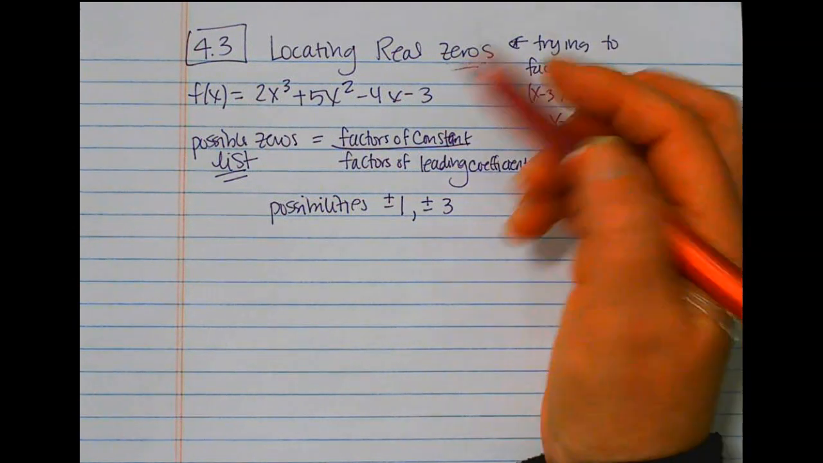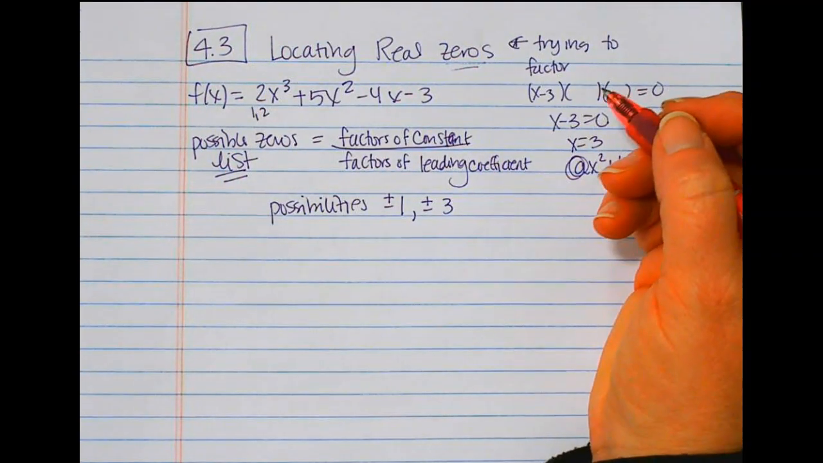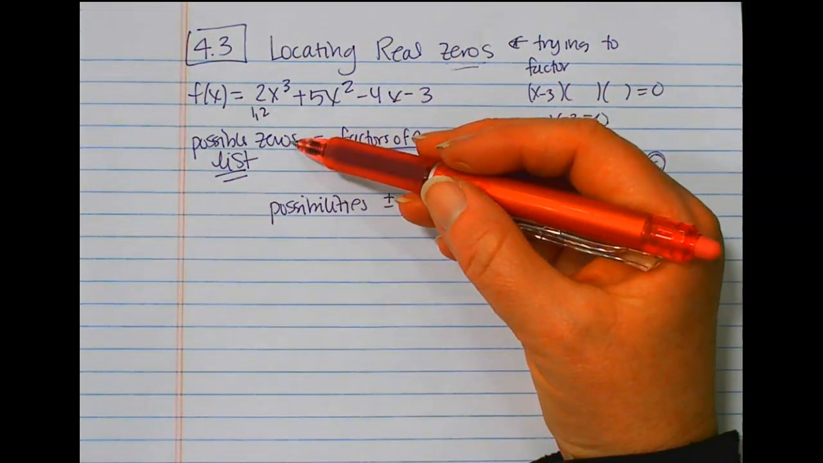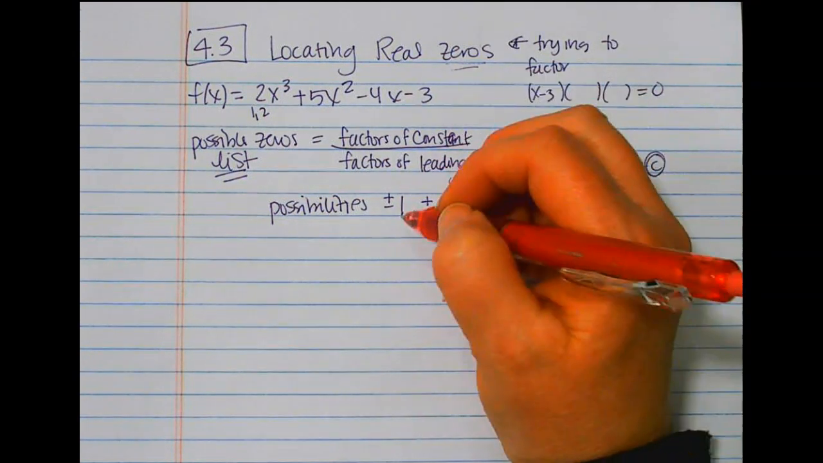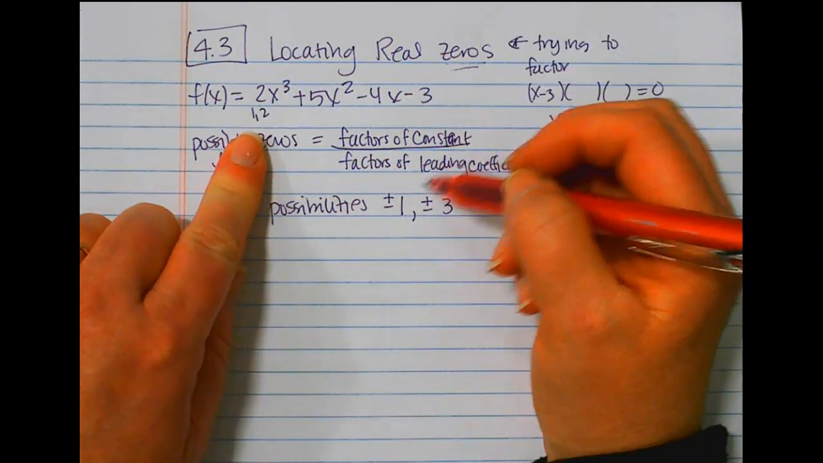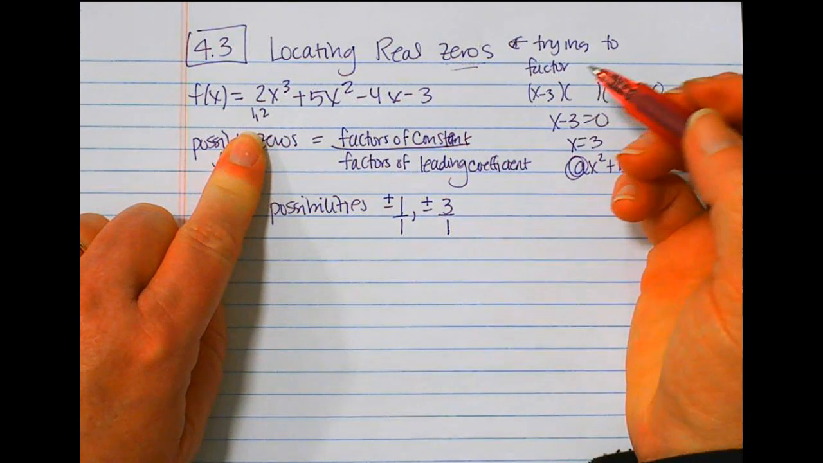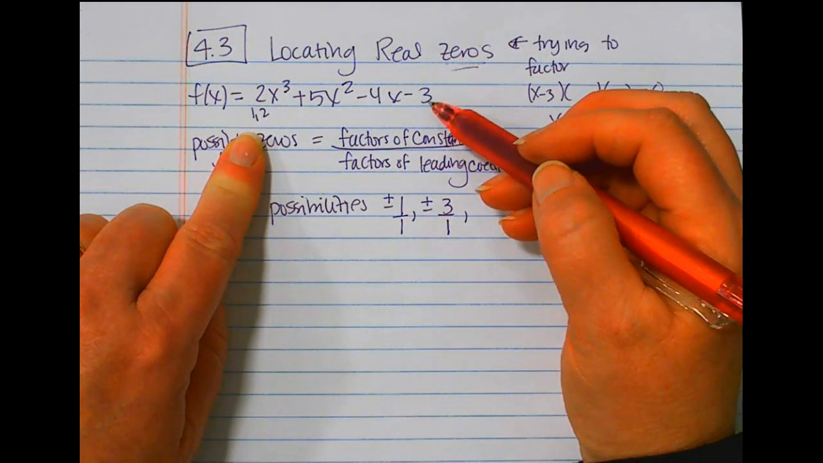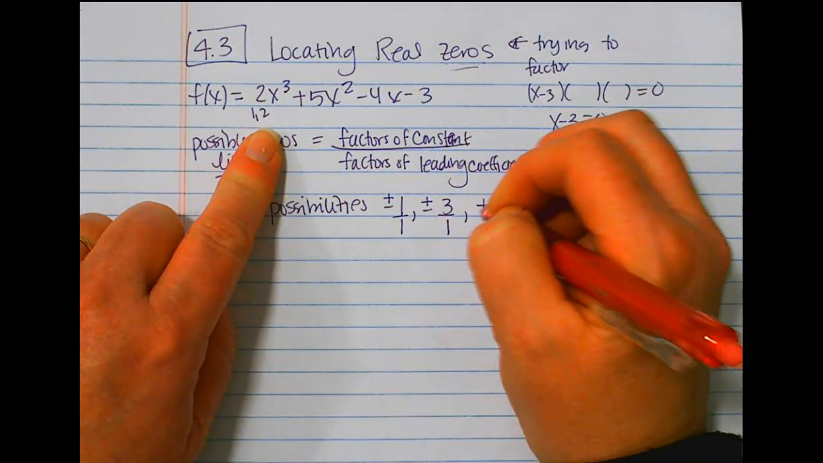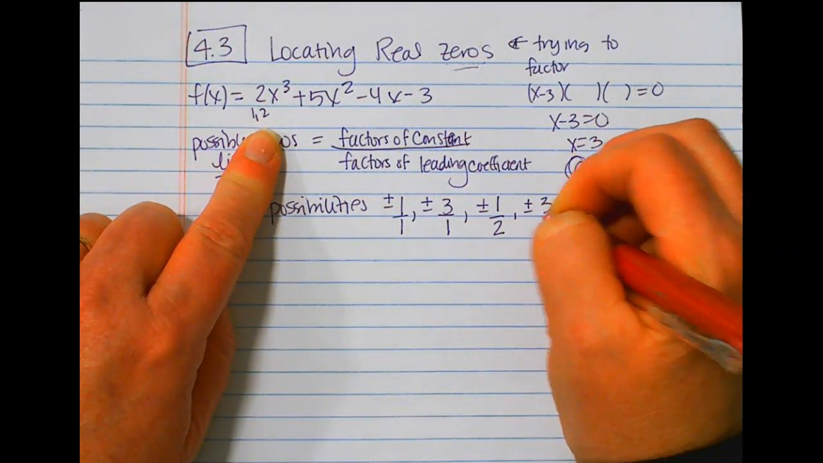And then I'm going to consider the possibilities of 2. So 2 only has 1 and 2. But my little equation here says for my list, I need the possibilities for the constant over each of these. So if you consider that this is like 1 over 1 and 3 over 1, those are your first things in the list. After that, I have to say 1 and 3 over 2. So I need plus or minus 1 over 2 and plus or minus 3 over 2.